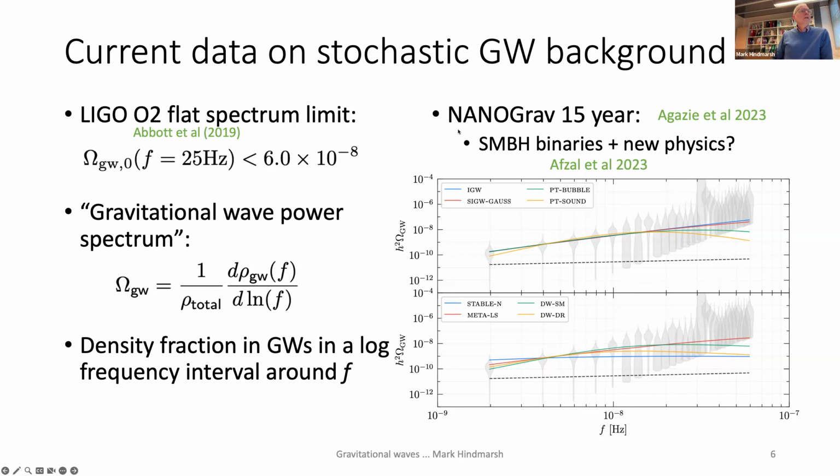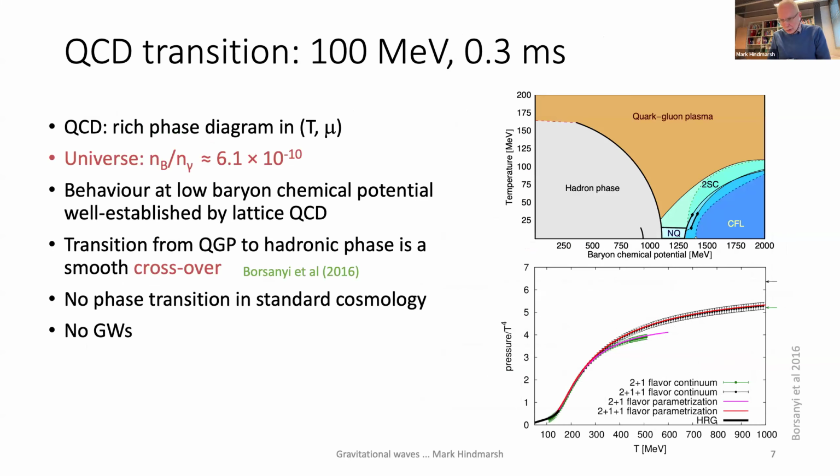Now, there is a detection by NanoGrav, at a level of about 10 to the minus 10 at a frequency of around a nanohertz or a few nanohertz. The NanoGrav collaboration has looked at how well you can do by fitting supermassive black holes plus some other piece of new physics. There are lots of new physics models, including phase transitions with sound waves, cosmic strings, domain walls, and there are others as well. So that's very interesting, particularly for the QCD transition.